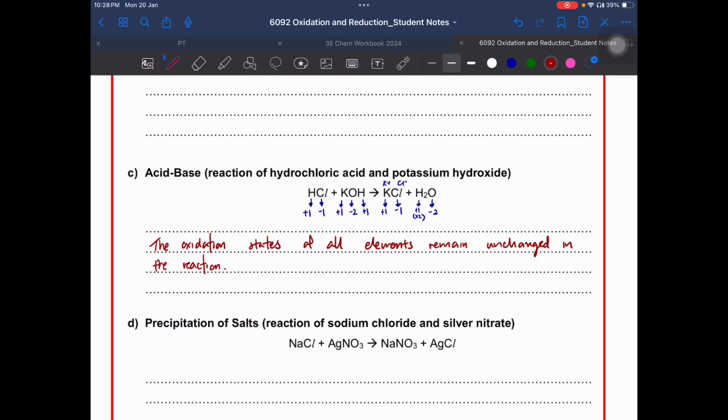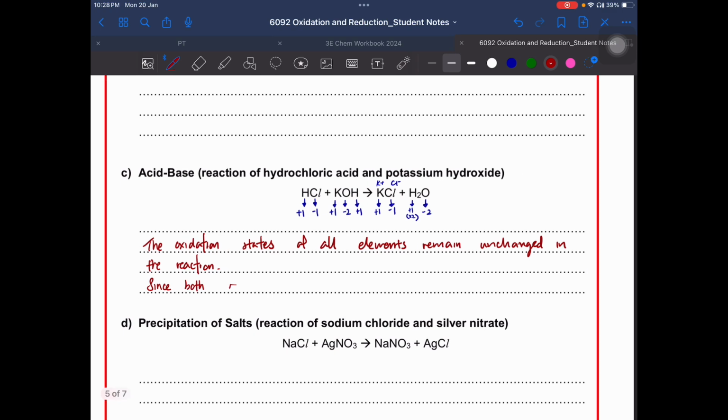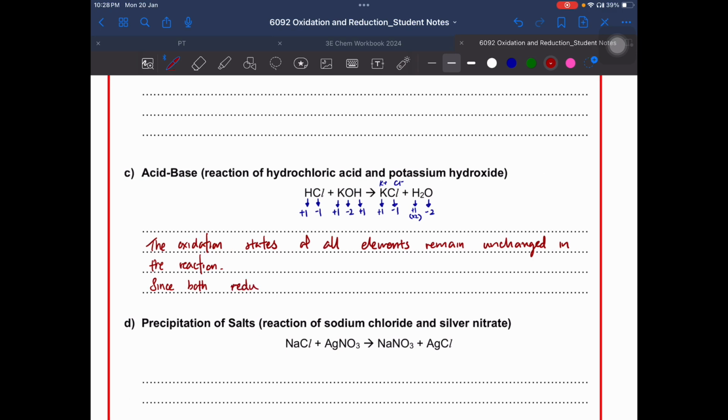And how do we conclude that this is not a redox? We'll just say that since both reduction and oxidation did not take place, therefore this is not a redox reaction. So I hope you get the hang of it and you see how the questions actually are being derived. So use that to help you guide yourself in terms of answering the question.